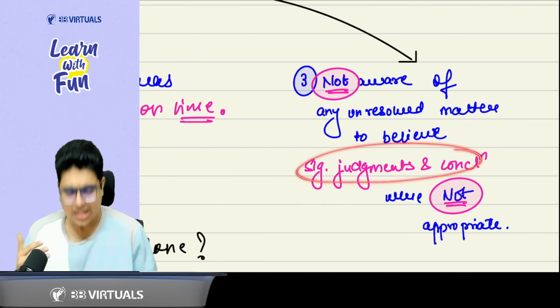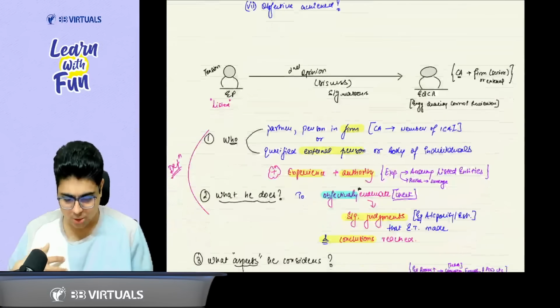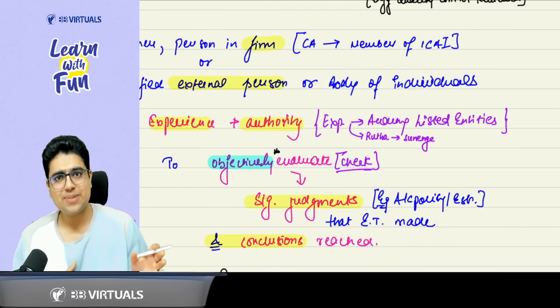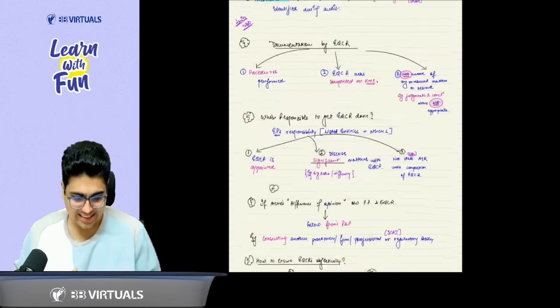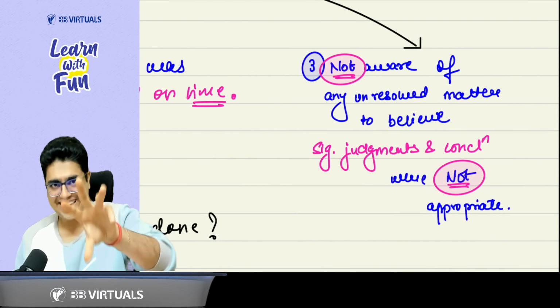Sir, why are we giving our opinion on significant judgment and conclusion? Arey Baba, what is the EQCR required to check? Sir, this only. Objectively evaluate the significant judgment and conclusion. So you will document this only, that the significant judgments and conclusions are appropriate, in another way. Got it? Got it, sir.